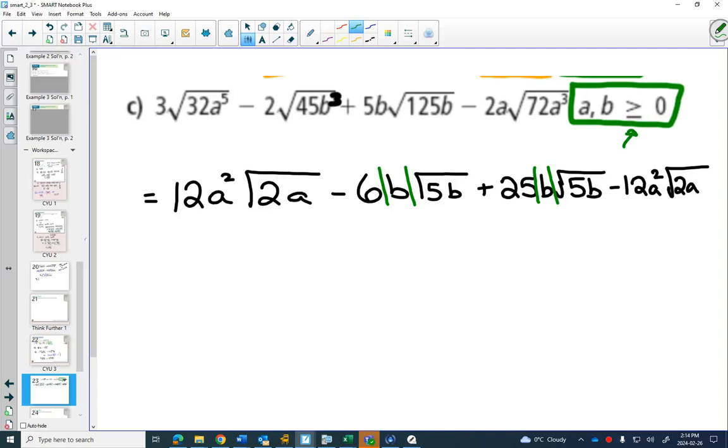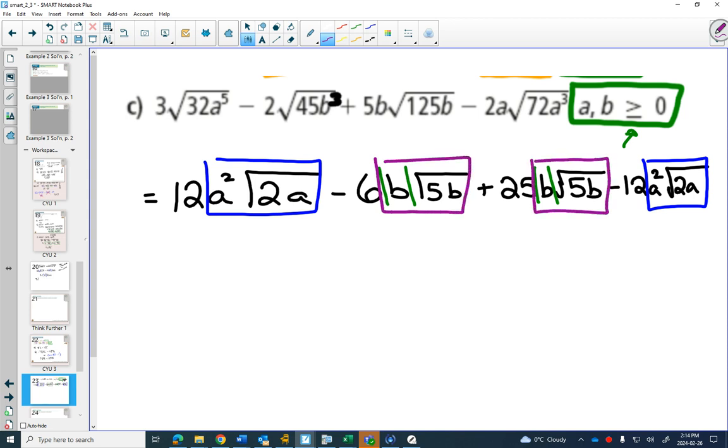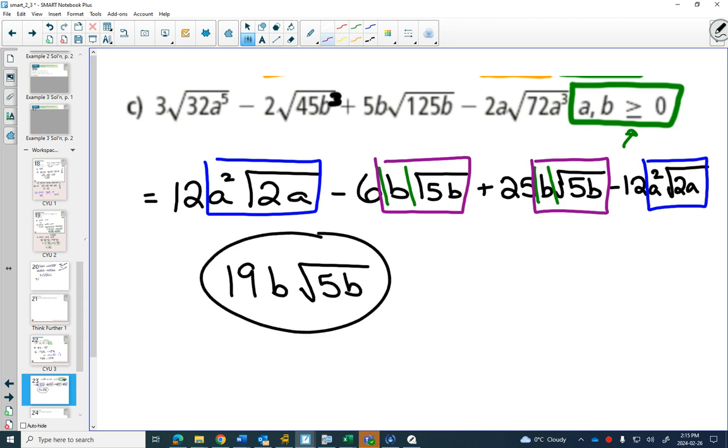So, do we have any like terms? This blue box is identical to that blue box, and this purple box is identical to that purple box. So those are like terms. 12 minus 12, love it, 0. Negative 6 plus 25, that is going to give me positive 19b, and I won't put the absolute values because we don't need it, it's redundant. 19b square root of 5b.